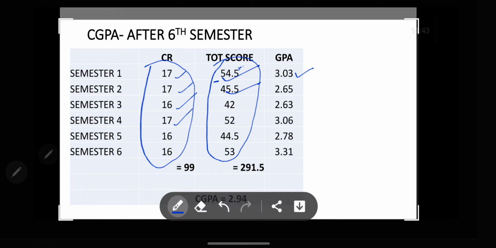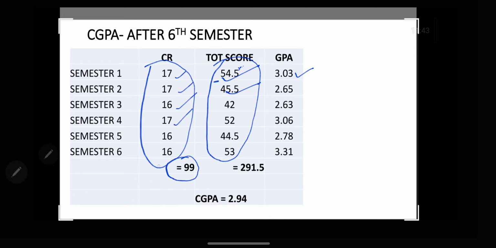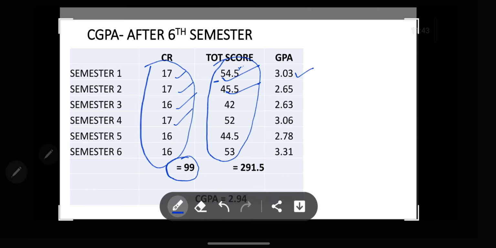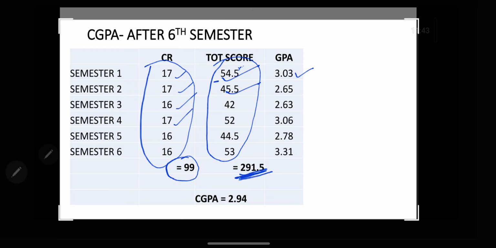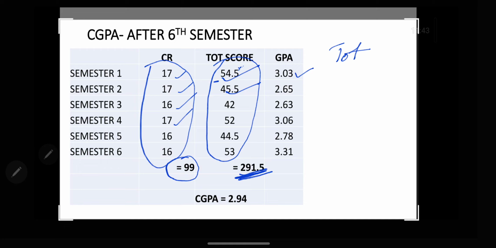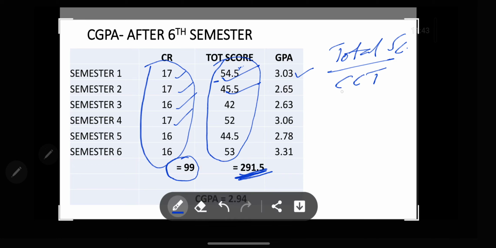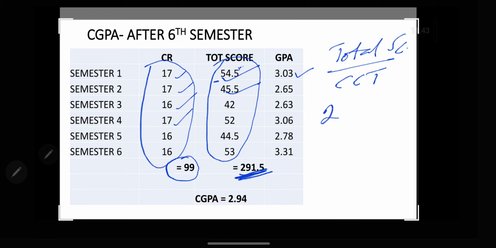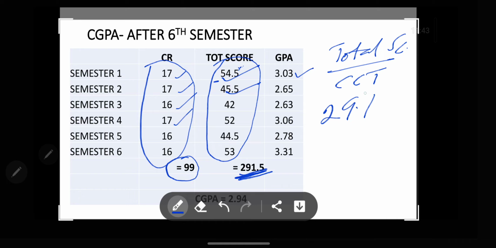So the total credit taken, or the cumulative credit taken, at the end of the 6th semester is going to be 99. This is according to the midwifery curriculum, unless you want to add sign language and French. So if this becomes your performance at the end of the 6th semester, to get your cumulative GPA, you would have to divide your total score by the cumulative credit taken. And now your total score at the end of the 6th semester is going to be 291.